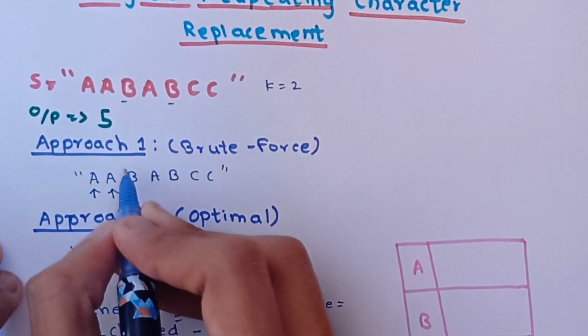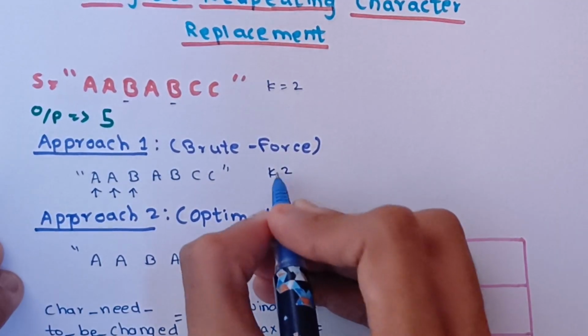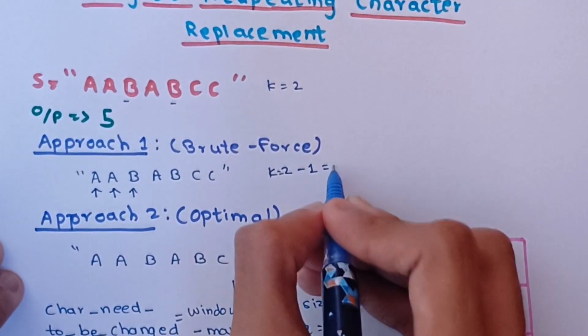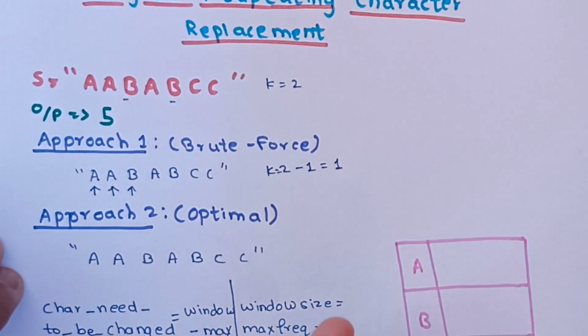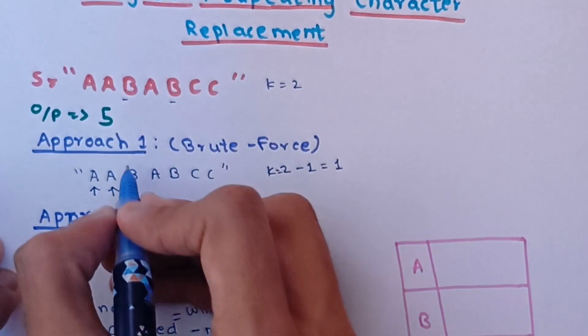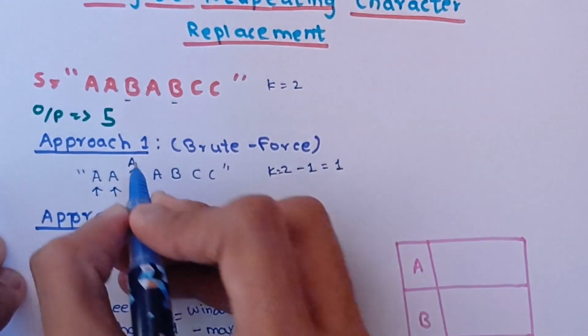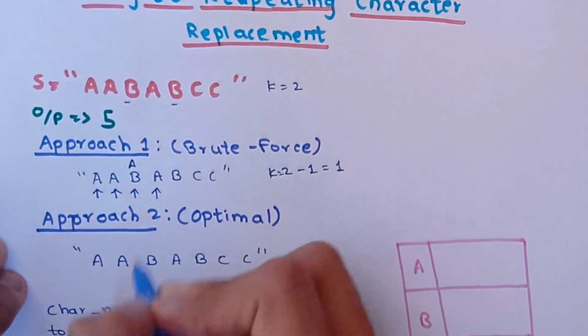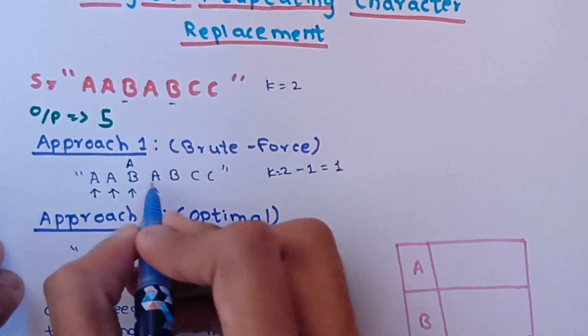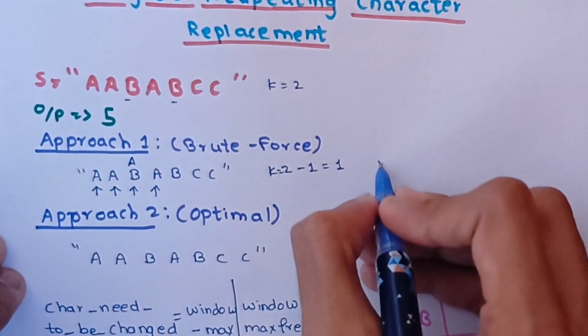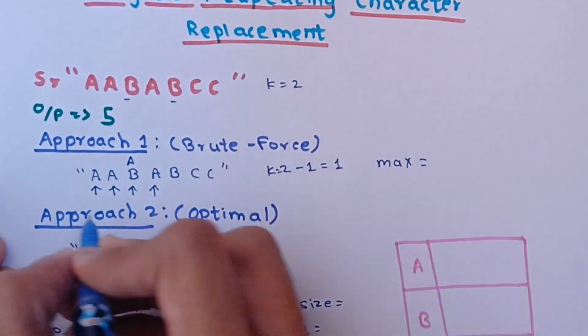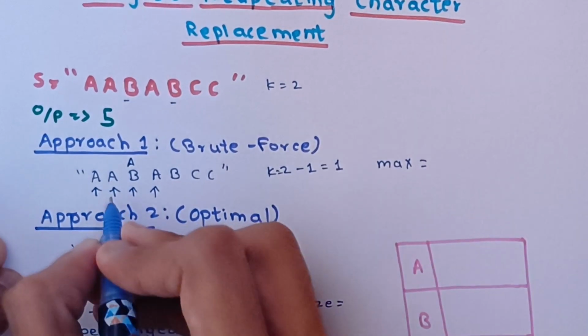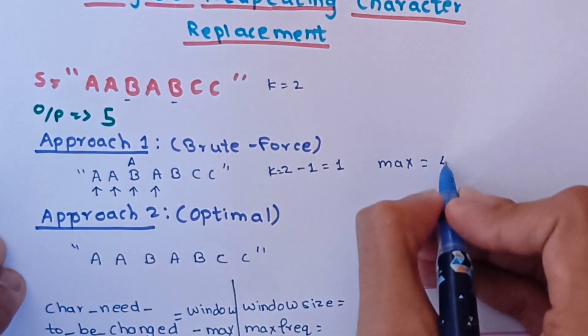So we will change it and decrement k. Now k is 2, we decrement by 1, so k is 1. Only one chance is left with us. Now this character becomes a. We again traverse forward. Now a is the same. Now there are 4 a's, so maximum is equal to 4. We keep incrementing the maximum one by one as we traverse forward.